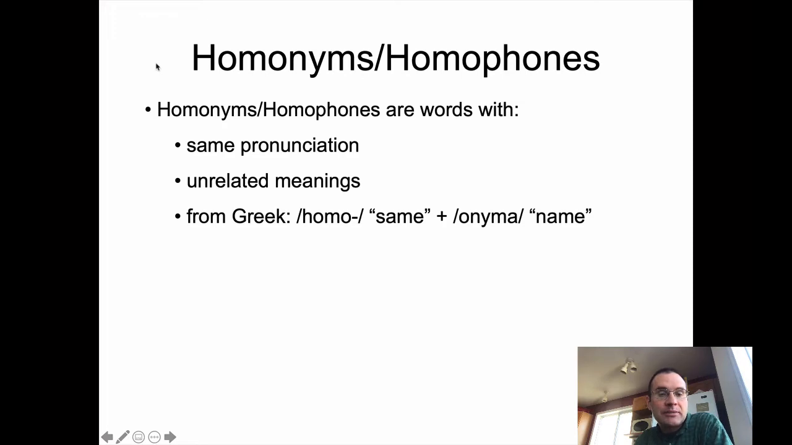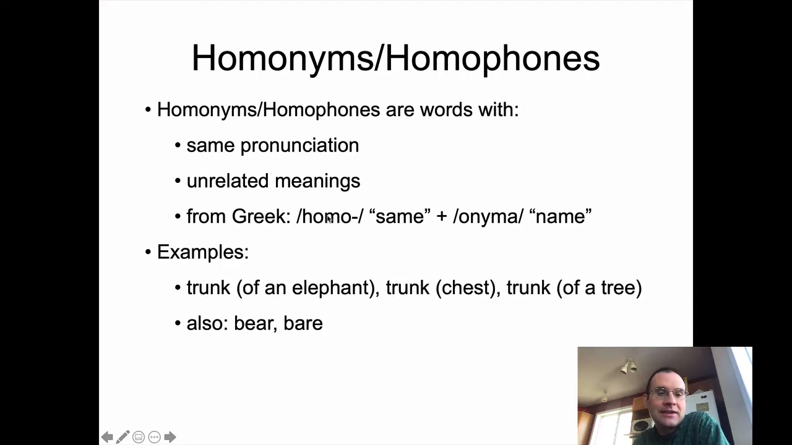There's also homonyms, or what we sometimes call homophones. They're words with the same pronunciation, but they have unrelated meanings. This comes again from an ancient Greek root. Homo means same here, and onuma means name, so basically the same name for two different things.